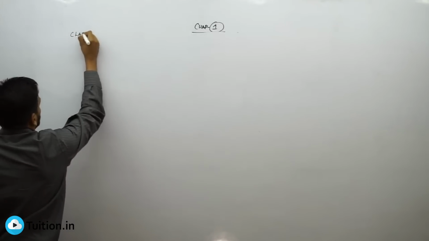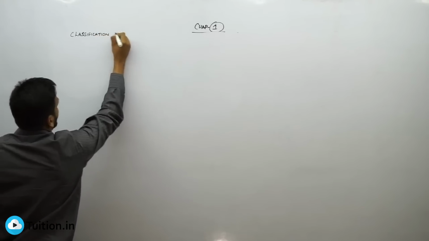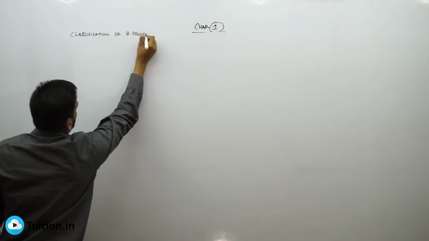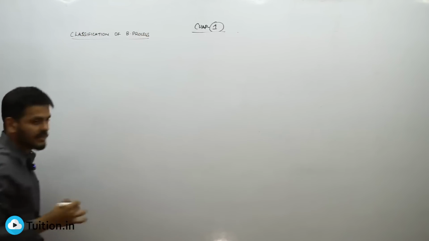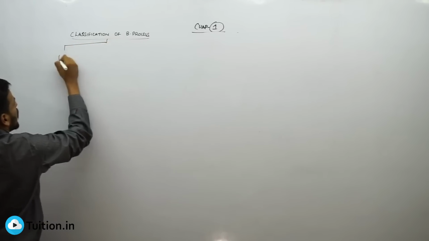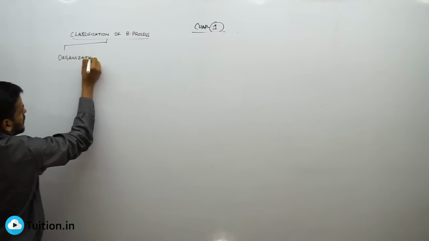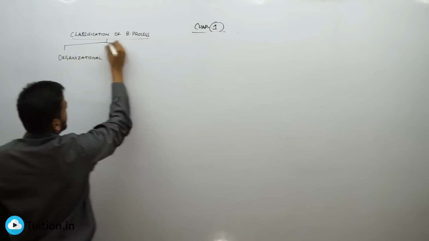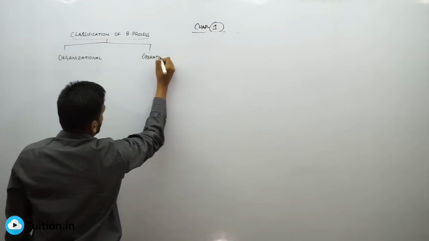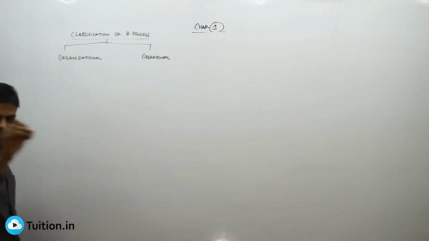Before we go to the definition of business process management, let's talk about the classification of business processes. What is the classification of a business process, guys? We talk about 2 things: organizational and then we have something called operational. Under organizational and operational, we have in all 5.